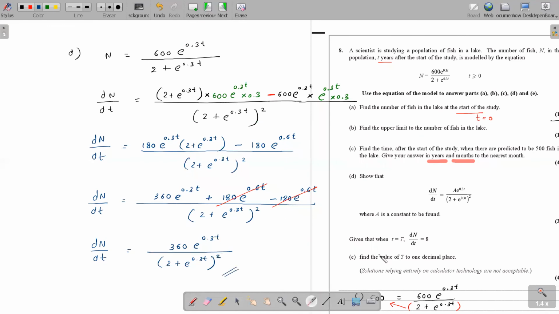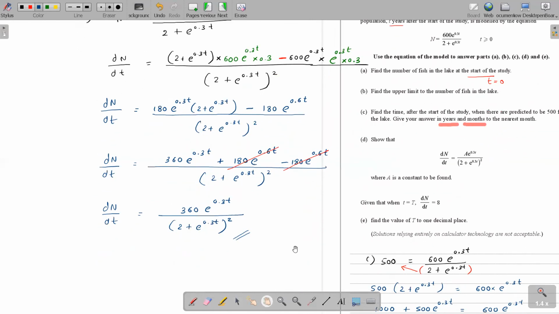So the a value, the constant to be found, will be 360. The value of a is going to be 360. Okay, then the last part, part E.